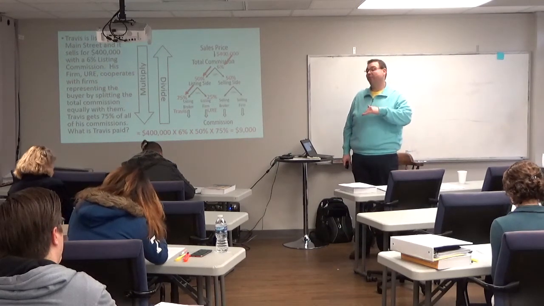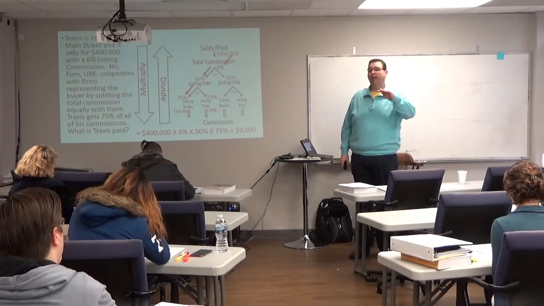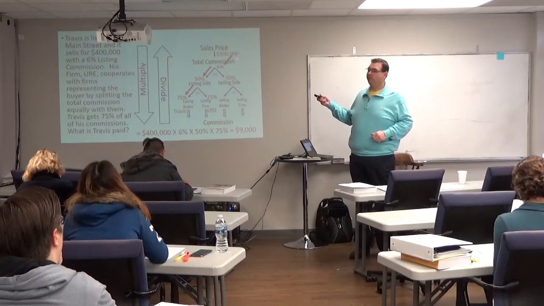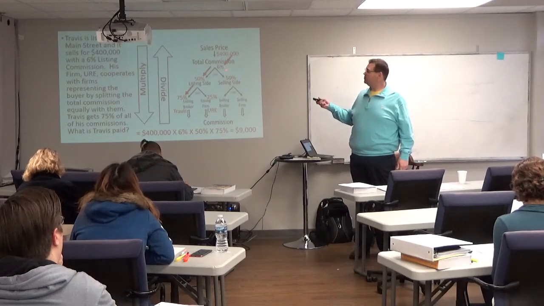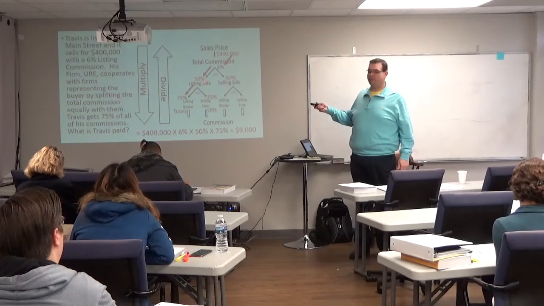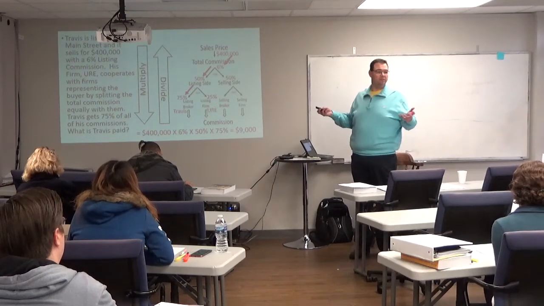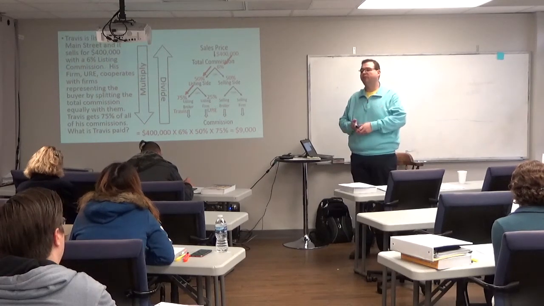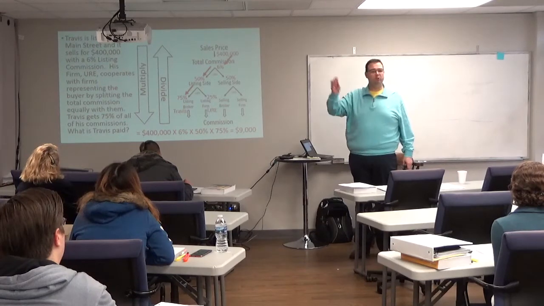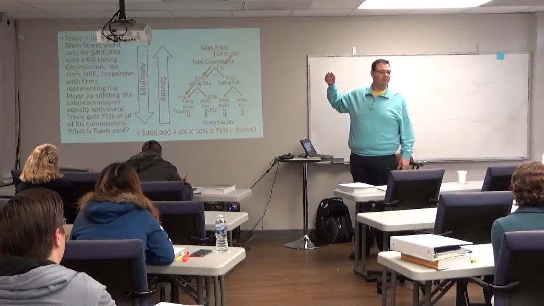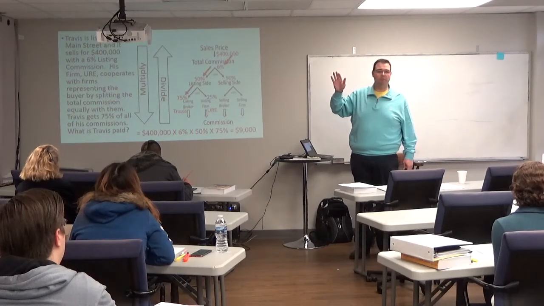If they had asked, they didn't, but if they had asked for URE's commission, what would you punch in your calculator? 400,000 times 6% times 50% times 25%. See? The nice thing about the tree is once you've got all the information filled in, you can quickly fire out everybody's money in that transaction, because it's all there for you already. We good with this so far?